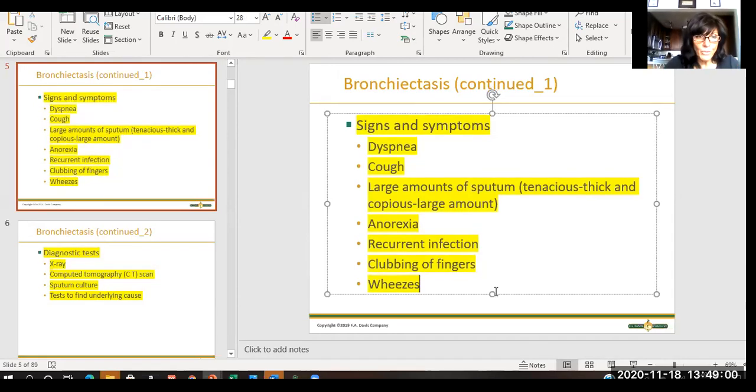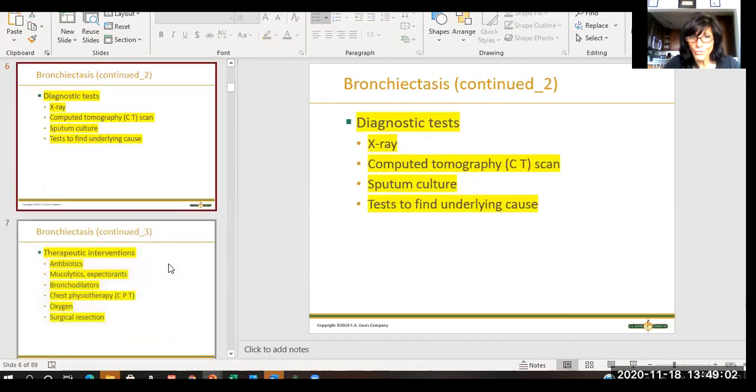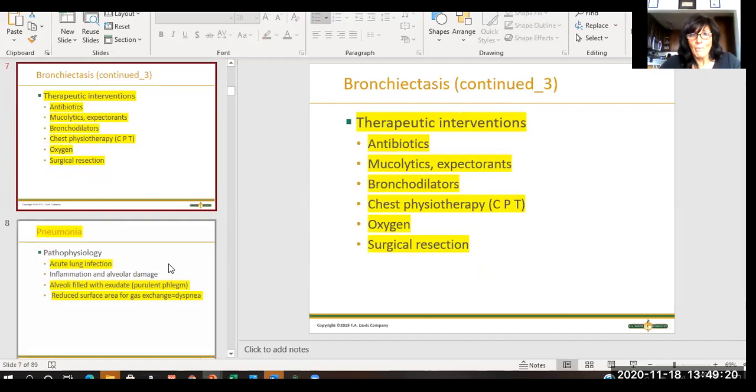Well, what tests do we use? We use X-ray, CT scan. We can do a sputum culture the same way we can culture a wound or urine. You've got to cough into the cup. And we'll do a culture and sensitivity. Is it bacterial? What kind of bacteria is in there? Okay. So we want to find out what the cause is. What do we do? Well, if it's bacterial, antibiotics. We can give mucolytics and expectorants, bronchodilators, chest physiotherapy. And this is important to know.